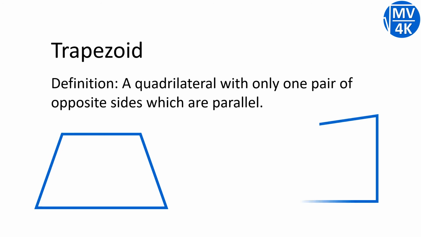The next type of quadrilateral is a trapezoid. A trapezoid is like a parallelogram, only with one pair of opposite sides, which are parallel. So 2 of the sides are parallel, however, the other 2 sides are not parallel. On the left, you see a special type of trapezoid, which is known as an isosceles trapezoid, because the 2 sides which are not parallel do have the same length.